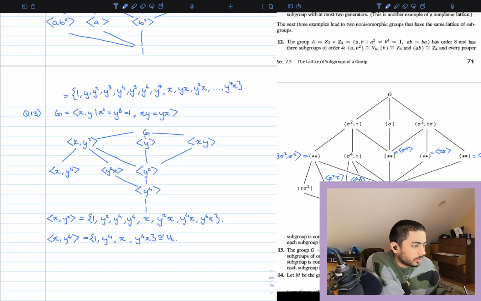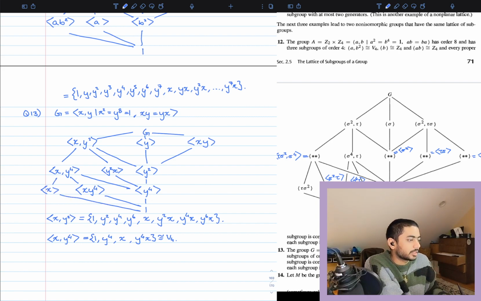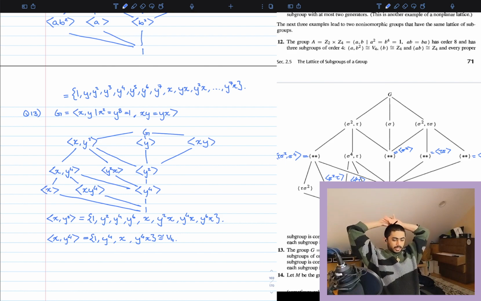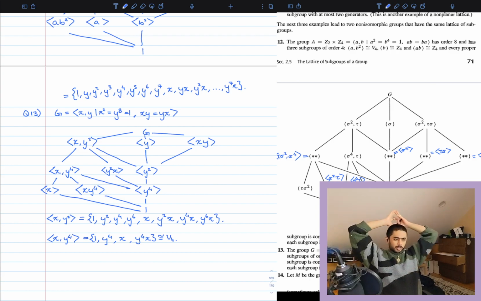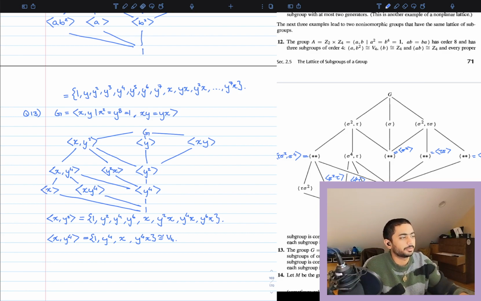So one of them is this. Then there's one generated by x times y to the 4th, which lives here, and then here. And there's the group generated by x, which goes like this. And I believe this should be the lattice. I'm pretty sure we're done. Yeah, this looks right to me.